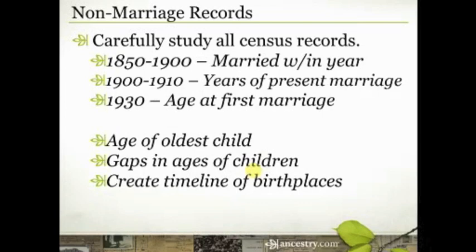Also, pay attention to the order in which children are listed. Even if the census taker just dittoed down the last name, one of the things that I have seen repeatedly is the biological children of that couple will be listed first, and then the stepchildren will be listed next, even if they're out of birth order. And so it's just another clue that maybe you might be looking for a previous marriage. Who knew? All of that was in census records.